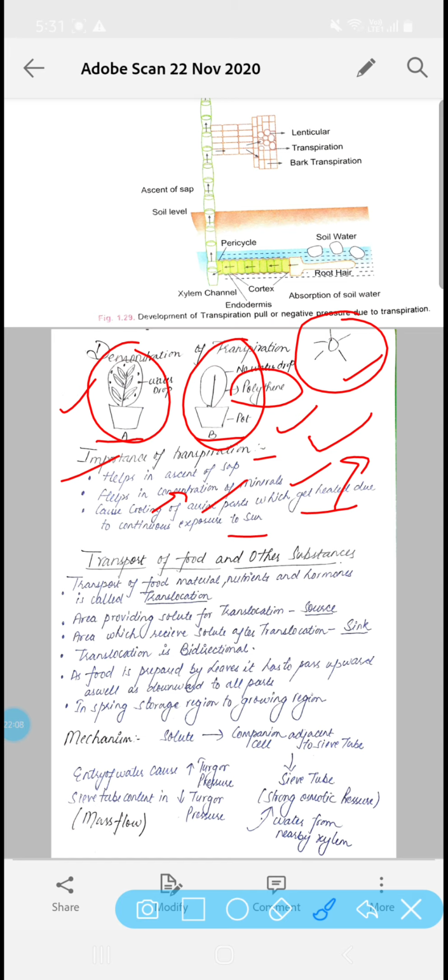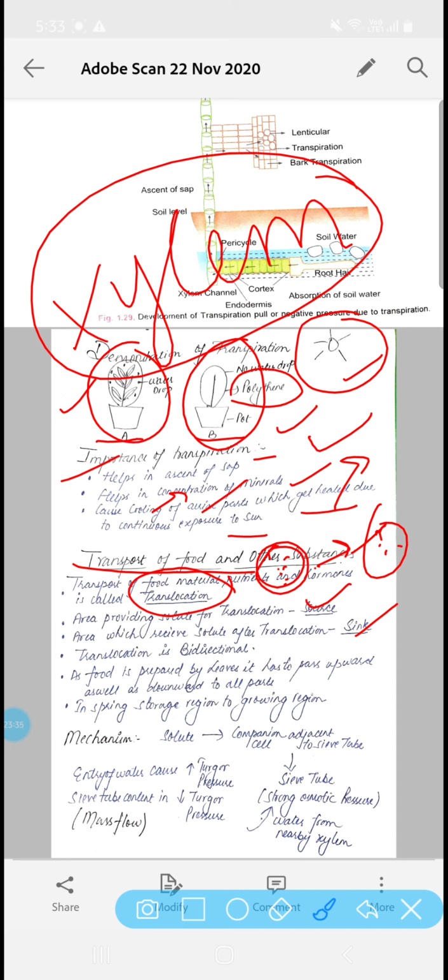So there are two terms, source and sink. Source, in general terms, is the area where the food is prepared, where the food is in maximum amount. So it is the area providing the solute for translocation. ये वो एरिया है जहाँ से एक्चुअल में मटेरियल जाने वाला है ट्रांसलोकेशन के लिए.